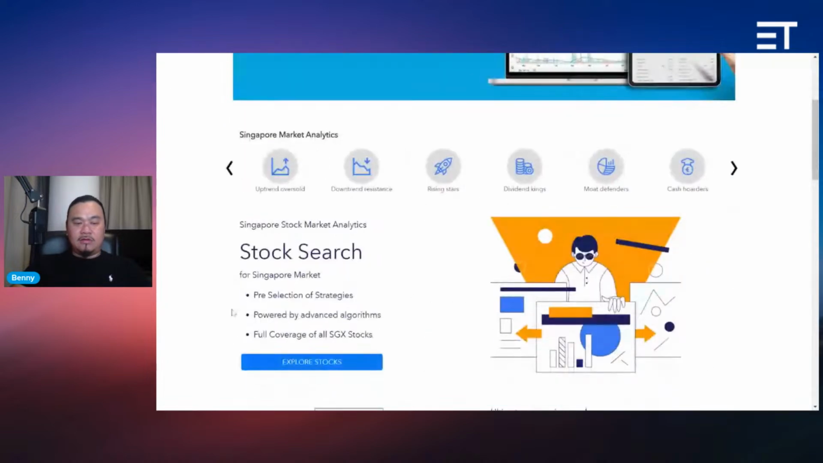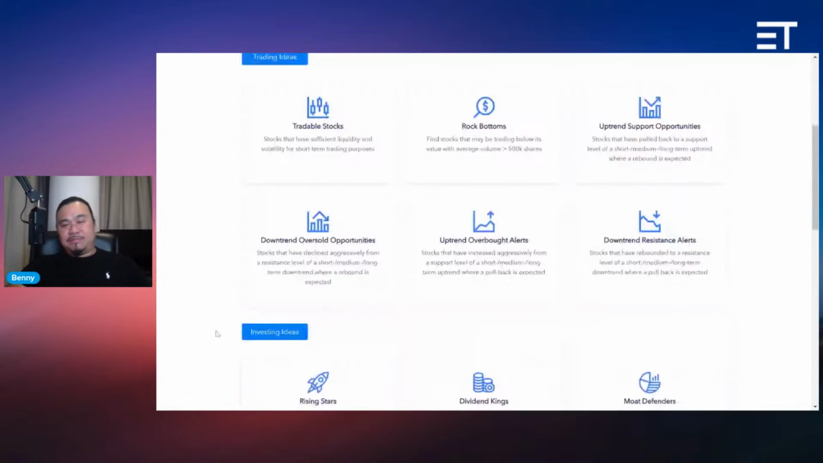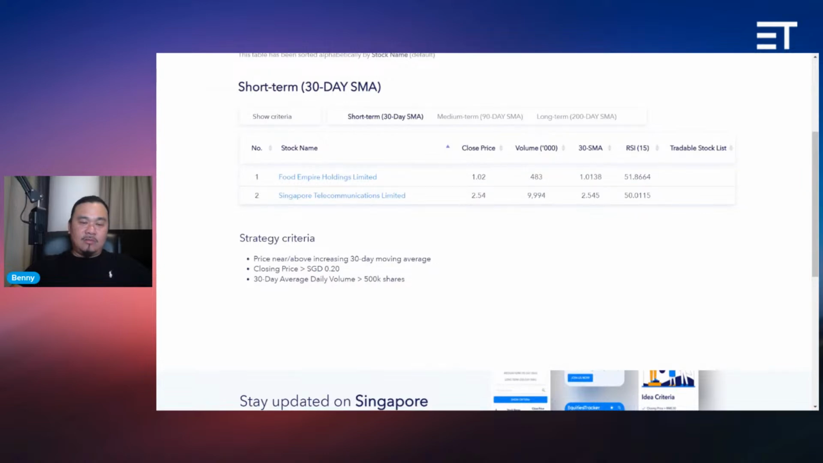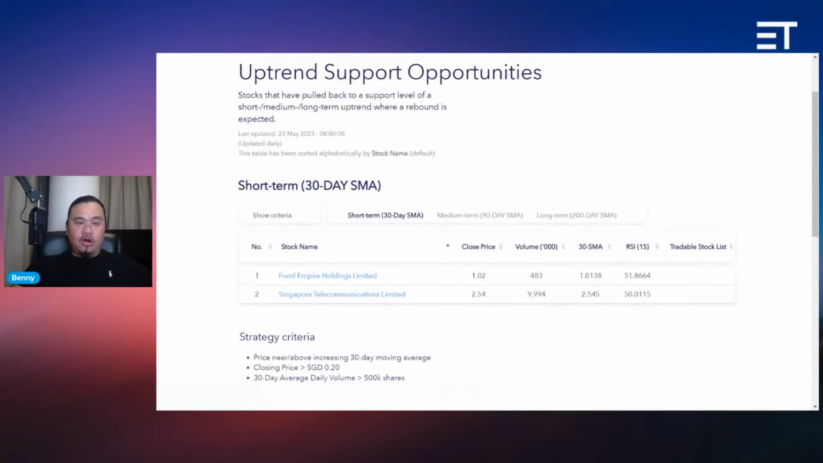Right? So if I'm going to look for technical, for example, let's say market is down right now, but I want to look for stock that is going up in an uptrend, I can just look for uptrend support opportunities. Again, if you look at the criteria, the price is near the 30-day moving average. We sorted out companies that are above 20 cents, our volume is above 500. So basically, this is a list of stocks that have pulled back to a support level of a short, medium, or long-term trend. Normally after a pullback, we expect a rebound.